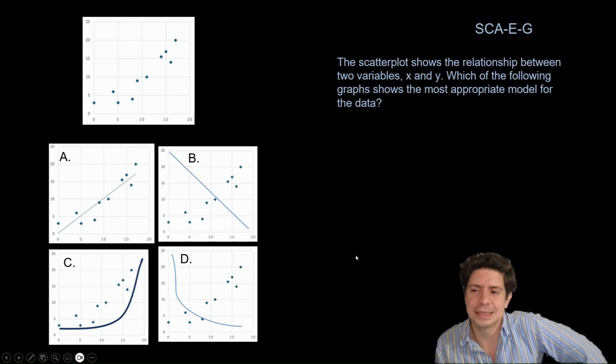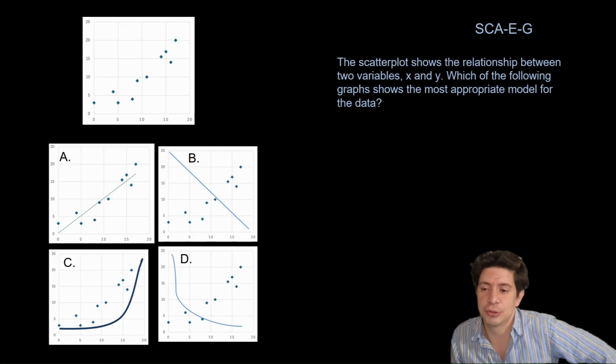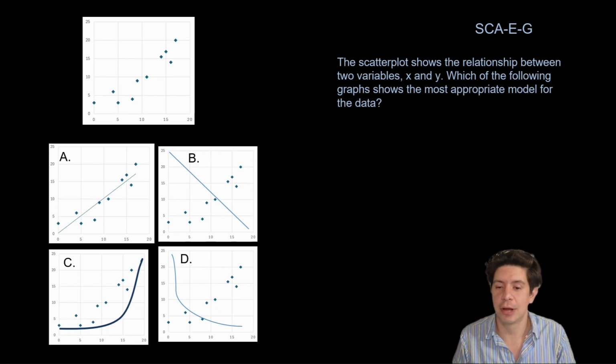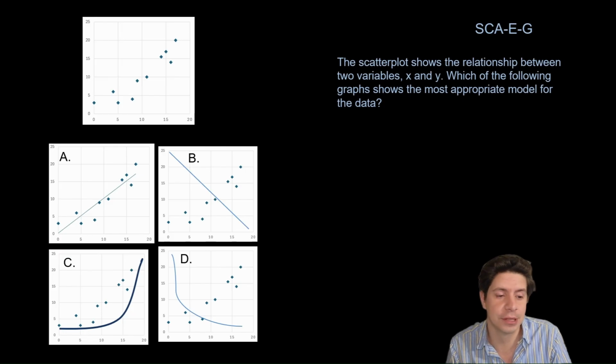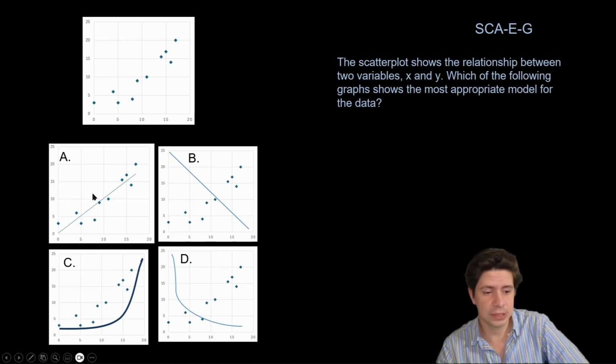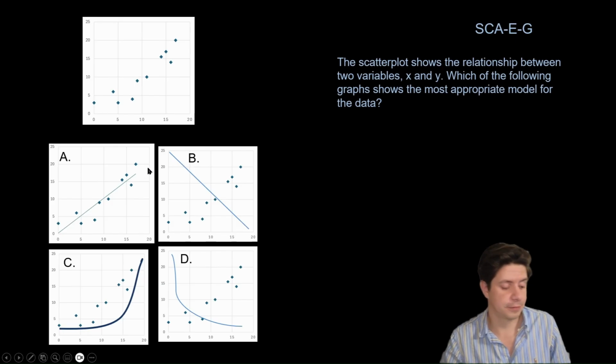Then we have this, SCAEG. The scatterplot shows the relationship between the two variables, x and y. Which of the following graphs shows the most appropriate model for the data? So we have this. And then which of these has the line that fits better, right? It's not going to be B, it's not going to be C, and it's not going to be D. It's going to be A. It follows it nice and clean. That's the line of best fit.